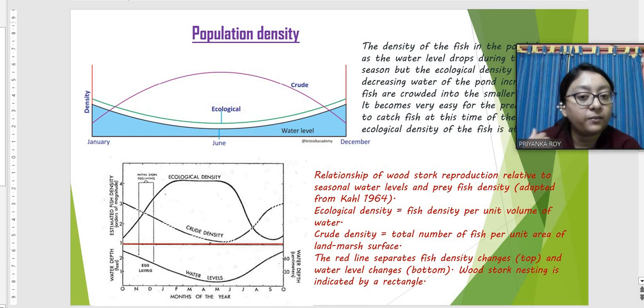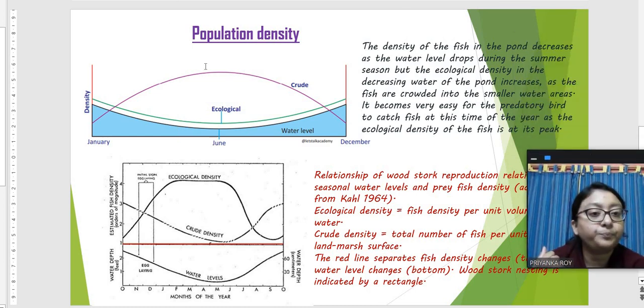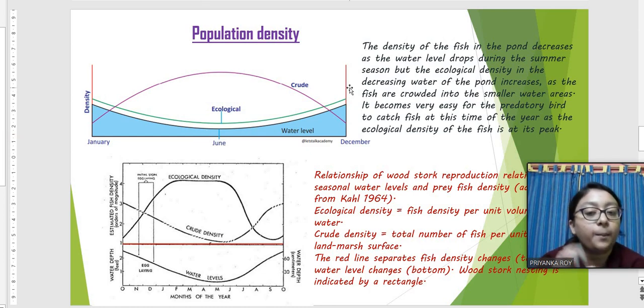So another example can be given here. We are considering a pond where in June, the extreme summer months, the water level has gone down, and again in December it has come up. We can see that the ecological density, the number of fishes per unit of available habitat, has increased, because when the water level is dropping, the density of fishes in that water body starts increasing. So from June, there is a rise in the ecological density. But at the same time, there is a fall in the crude density.